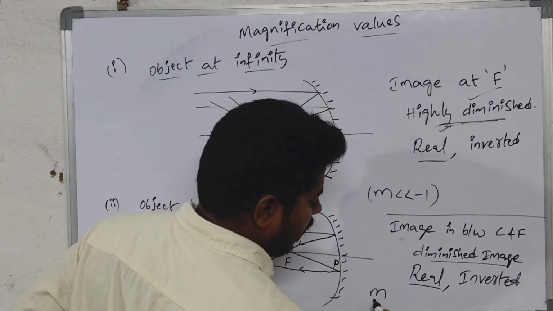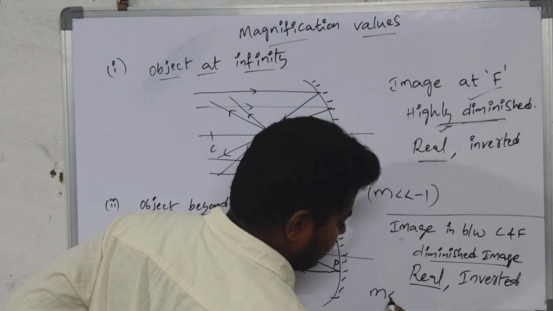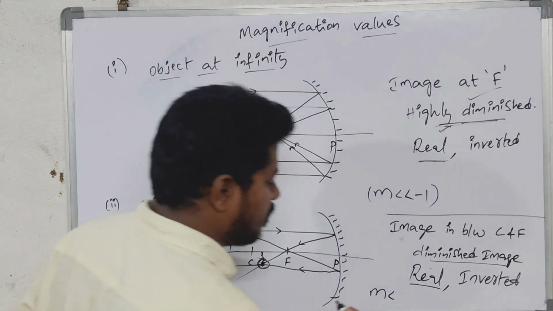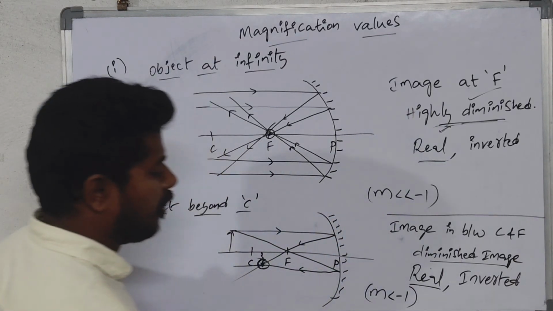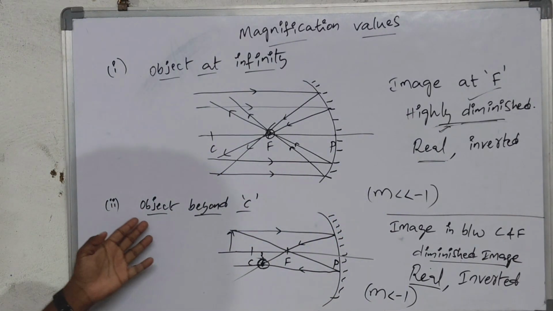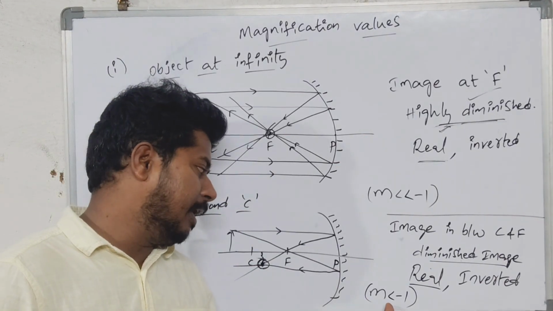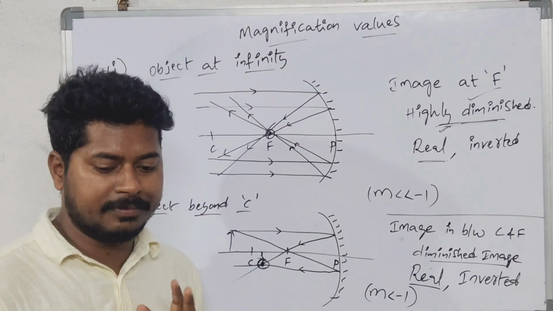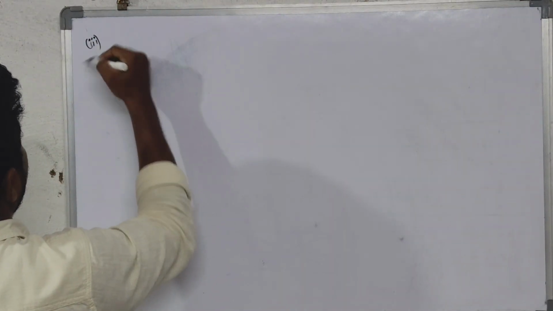So magnification M, and it is a diminished image, so M less than, and it is a real image, so we consider -1. This is the magnification value for this case. When the object is beyond the center of curvature, our magnification value is M less than -1. Clear? Next, let us see the third case for the concave mirror.